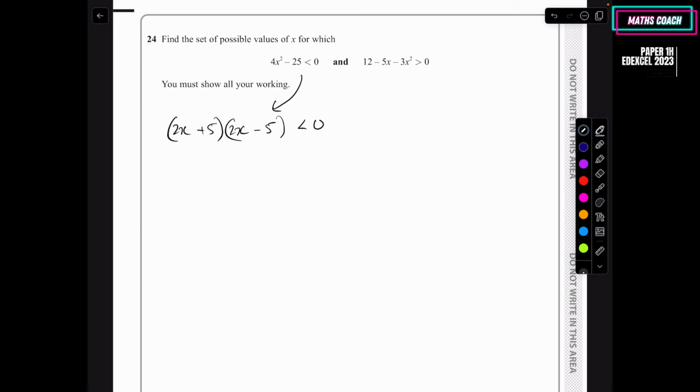Okay, and this is less than 0. Leave that for now. You can treat this as equal to 0 just for doing what you need to do next. You'll basically find the limits here. So it's going to be minus x is equal to minus 5 over 2, and on this one it's going to be x is equal to positive 5 over 2.